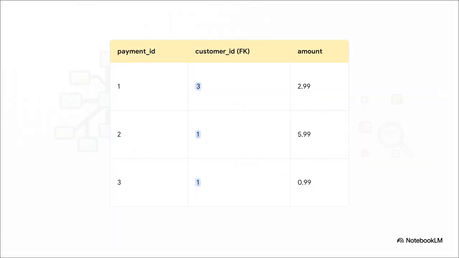Okay, now let's look at a totally separate payment table. We see a customer ID column here too, but look closely, it's acting differently. The ID 1 shows up twice, and that's okay, because here, customer ID isn't a primary key, it's a foreign key. Each of these numbers is a direct pointer, a reference, back to a specific person in our customer table.